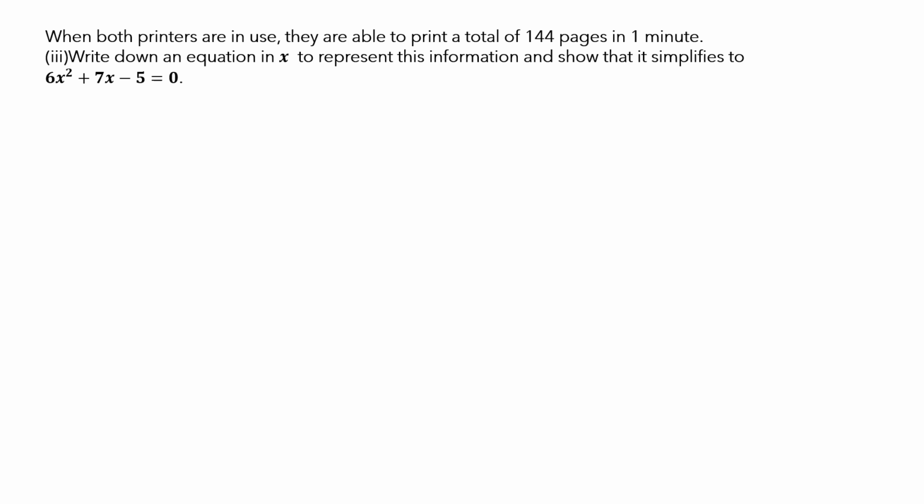We have found from part 1 and part 2 the number of pages that printer A can print and the number of pages that printer B can print in 1 minute. So we're going to add these 2 pieces of information together and equate it to 144 pages. That is for 1 minute.